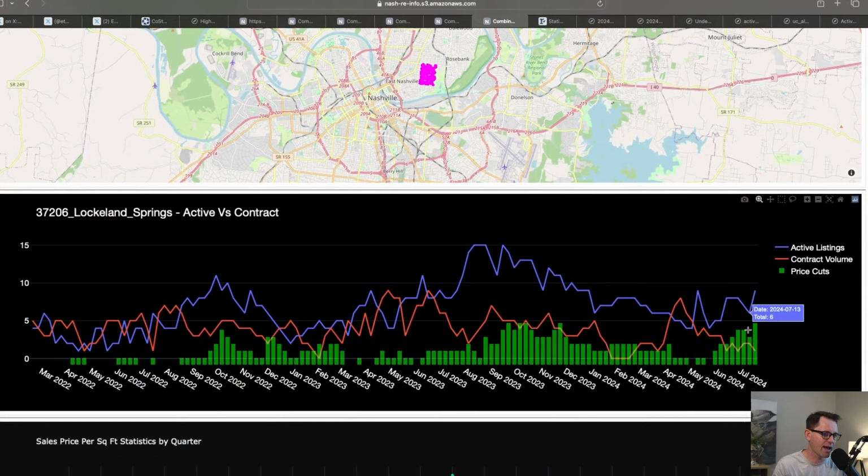And you can see here, it has cooled off some. You compare it to last year though, last year was much hotter. Many more contracts to active listings. Does look like as we get into August, it could pop up though. So that's something to keep an eye on.